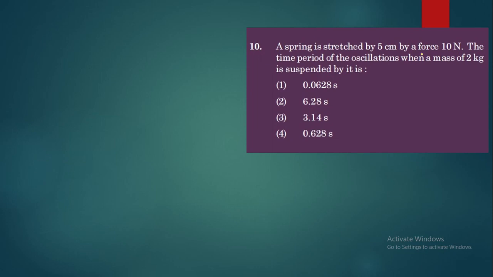So here in this question, there is a spring which is stretched by 5 centimeter from its natural length with the help of a force of 10 Newton. And then we have to calculate the time period of oscillation when a mass of 2 kg is suspended by it. So let's say this is the spring and this is the mass, and this mass is equal to 2 kg.